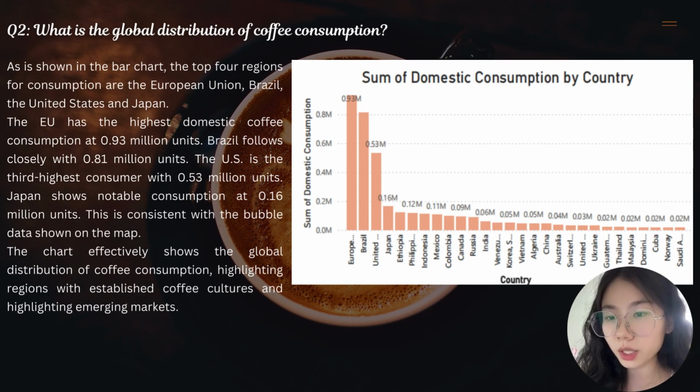The United States holds the third position with 0.53 million units, reflecting its robust coffee culture. Japan, although smaller, shows a notable consumption of 0.16 million units. This figure aligns with the bubble map data, underlining established coffee cultures and emerging markets. Understanding these trends adds value in promoting coffee consumption and exploring new markets effectively.